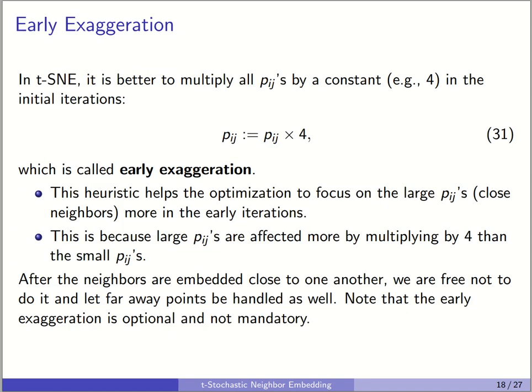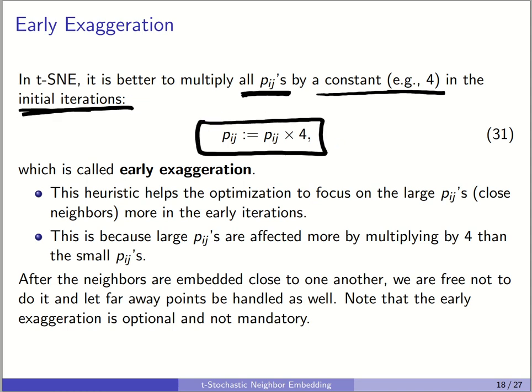There is also something named early exaggeration in t-SNE. In t-SNE it is better to multiply all Pij's by a constant, for example 4, in the initial iterations. You might say, okay, if we do that, Pij will not be a probability anymore because it won't sum to 1. It will sum to 4. That's okay. It's a heuristic technique that they do. And why do they do that? They call it early exaggeration.